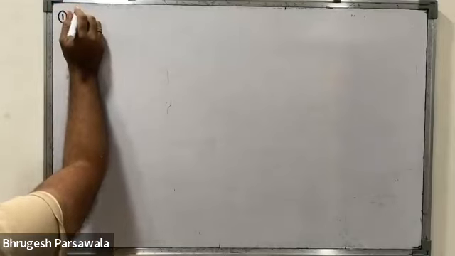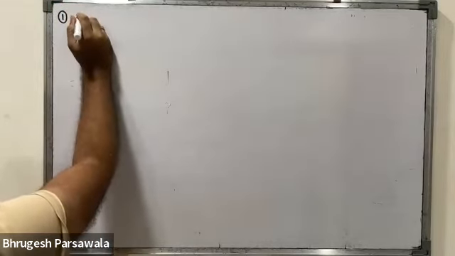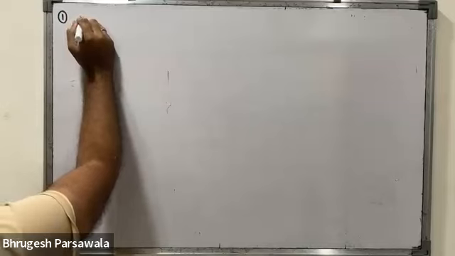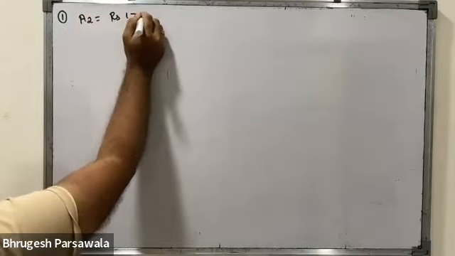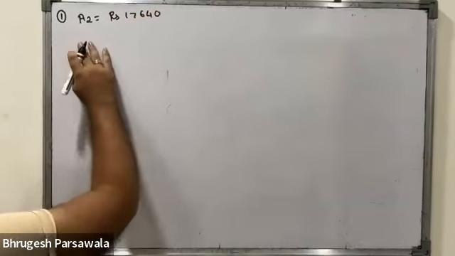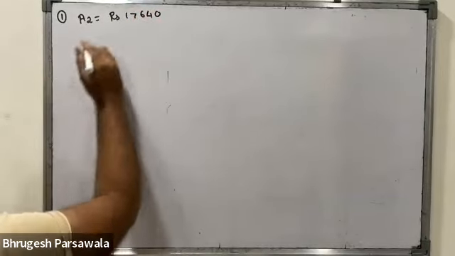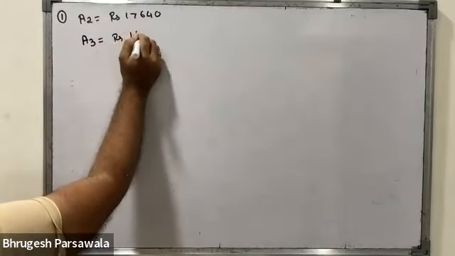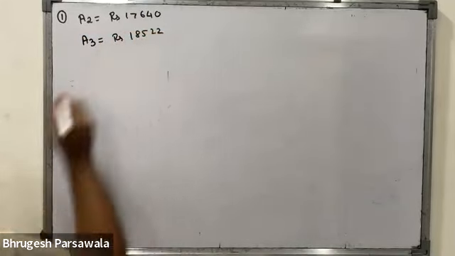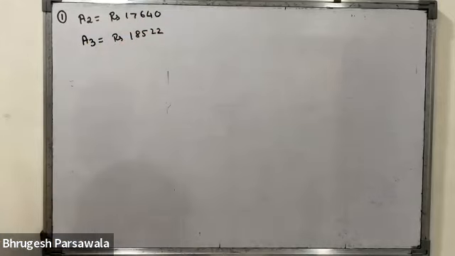Amount for 2 successive years given. A certain sum amounts to rupees 17640 in 2 years and rupees 18522 in 3 years. Find the rate and the sum. I'll ask a very simple question.